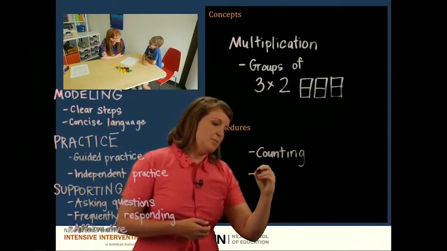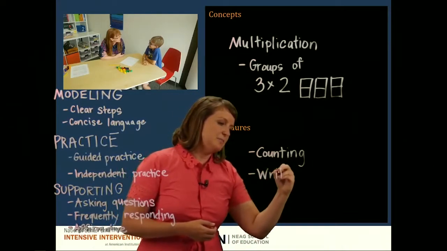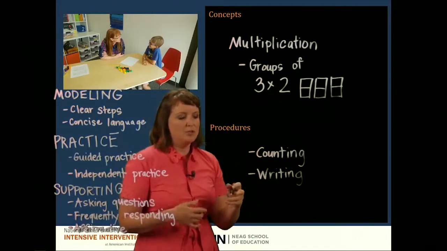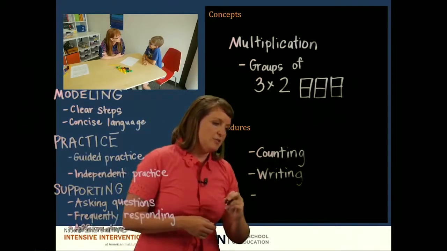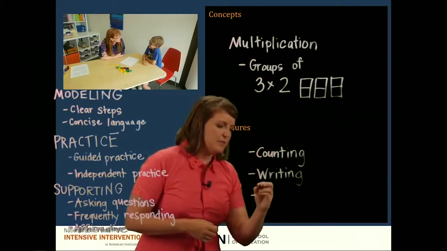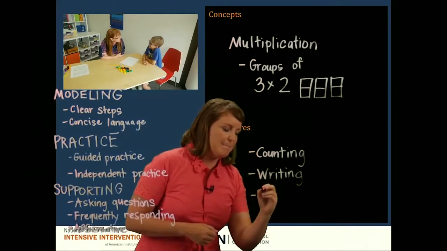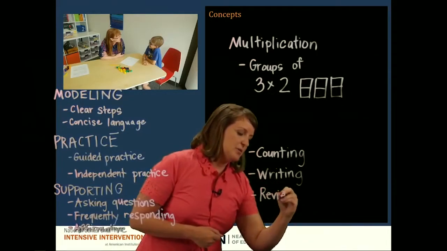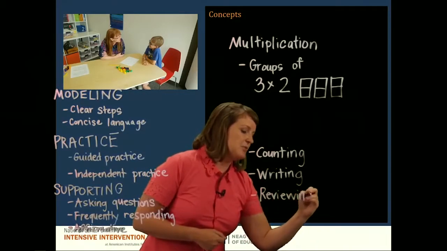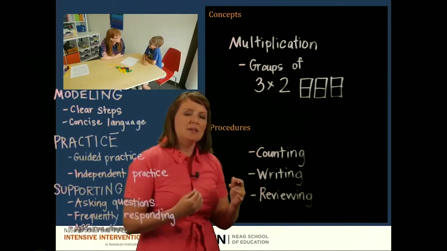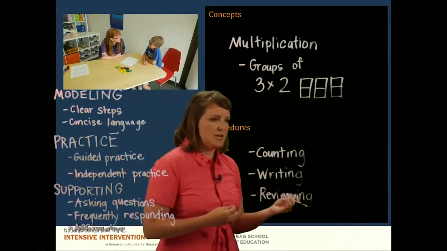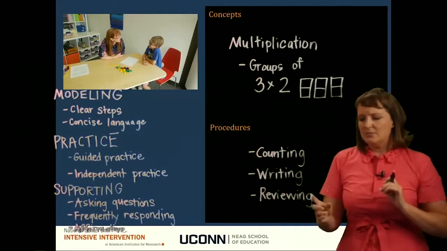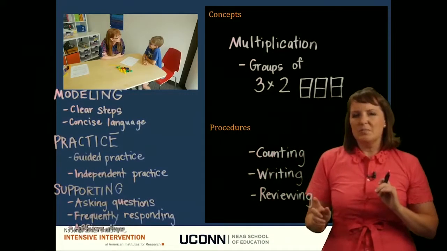She also had a procedure of writing the answers. And she would do that, or the student would do that. And she also focused on the procedure of reviewing the answer. So when the student figured out that 3 times 2 is 6, Suzanne said, yes, that's right. 3 times 2 is 6, or 3 groups of 2 equals 6. This reviewing is a really important procedure in mathematics.